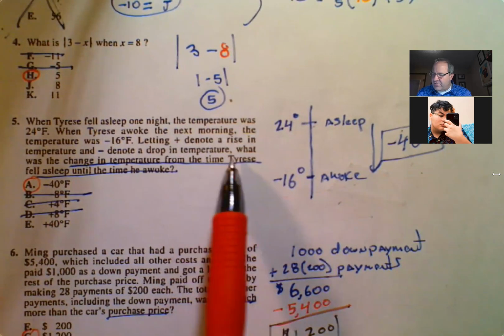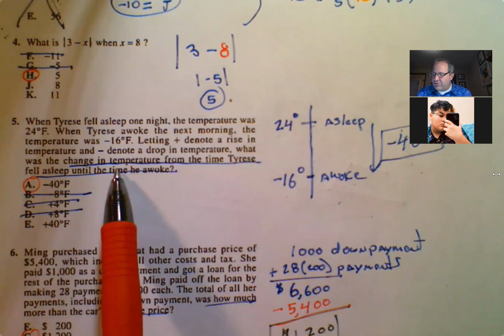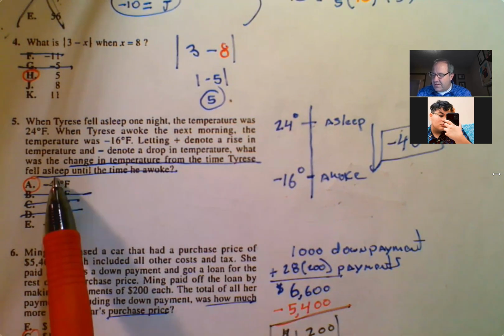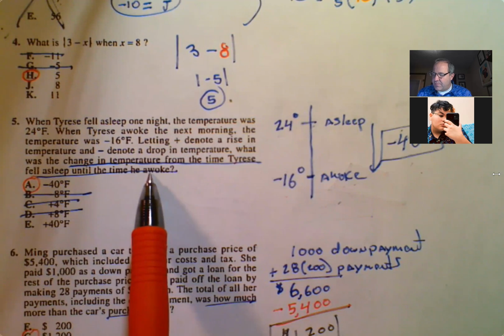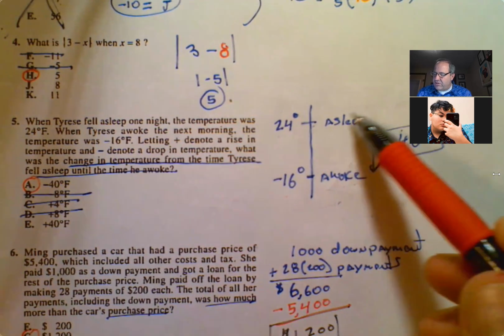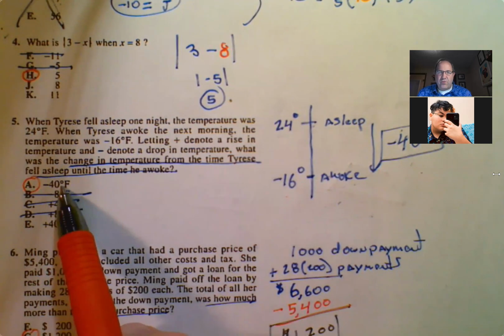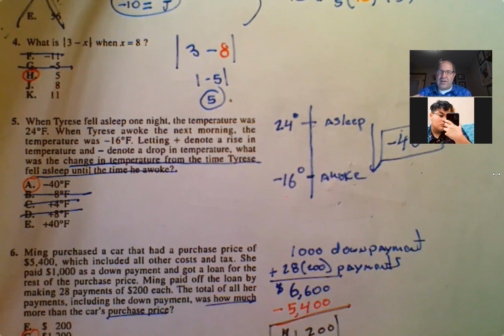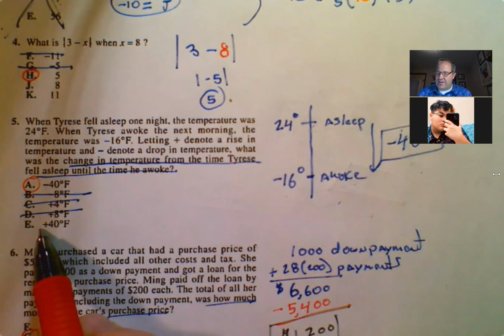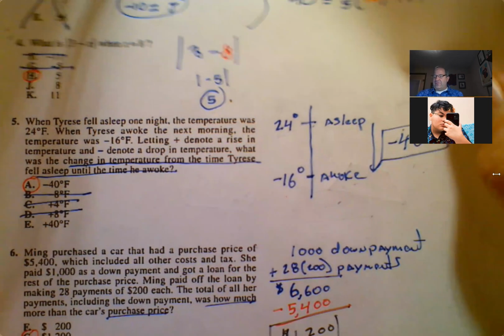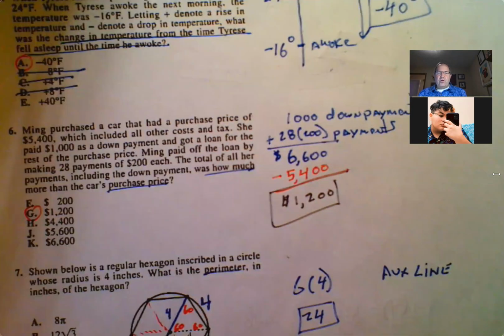The question says, what was the change in temperature from the time Tyrese fell asleep until the time he awoke? So what was the change in temperature from asleep to awoke? -40. It'd be so easy to go the opposite way and say letter E, +40. Be careful there.